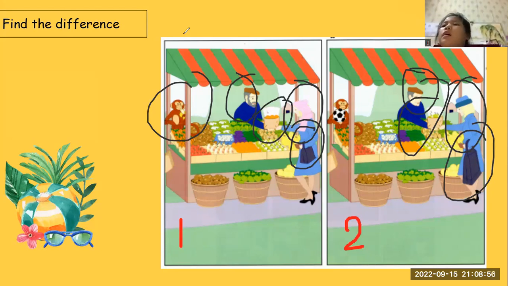What else, Elsa? The first picture, the woman is wearing a pink scarf. Continue. But in the picture two, the woman is wearing a hat. Very good. What else?